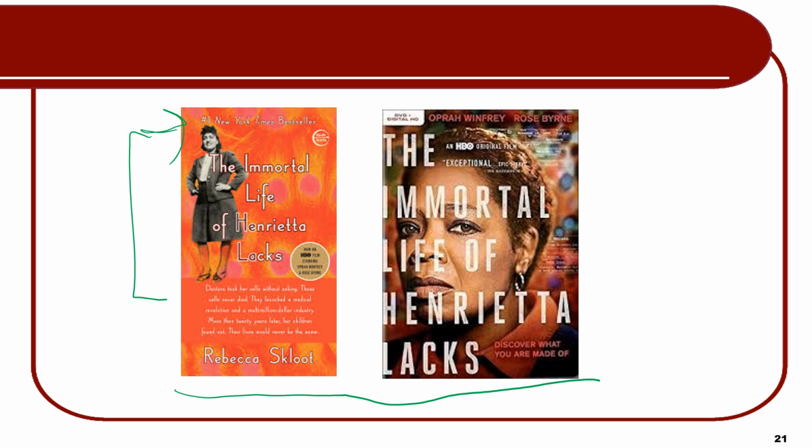Henrietta Lacks was a woman who lived in Baltimore in the 1950s. She was in her 40s. And she developed cancer and had gone to Johns Hopkins. She was poor. Johns Hopkins had a free clinic for people who couldn't afford health care. And she had her cervix removed.